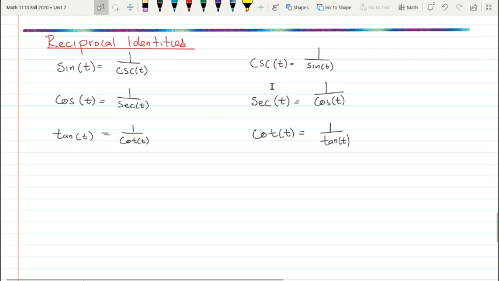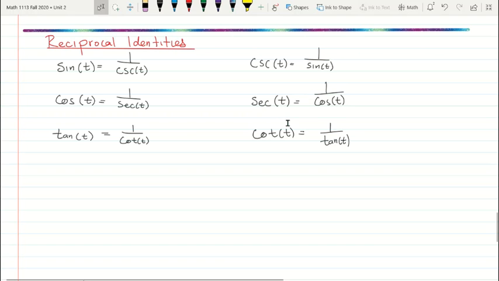Then cosecant of t is the same thing as 1 over sine of t. So the ones across from each other are related. Sine is 1 over cosecant. Well, cosecant is 1 over sine.